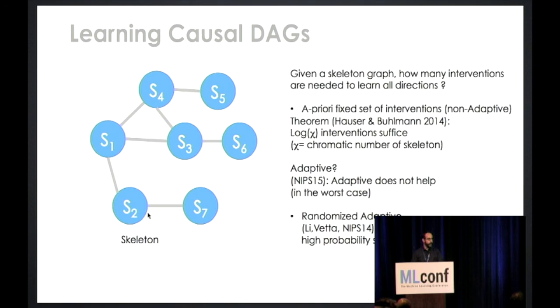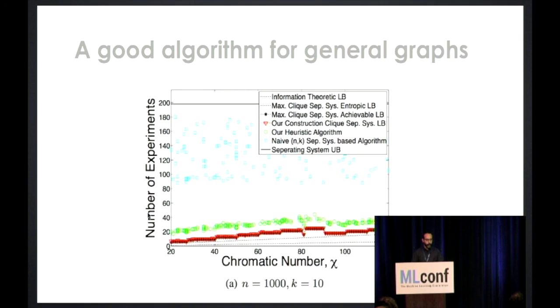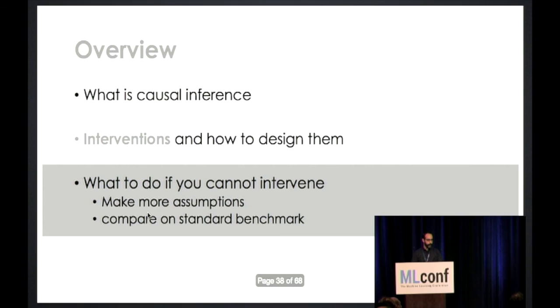There was an open problem: if you can be adaptive, choosing your next experiment or intervention based on the previous ones, can you do better? In NIPS 2015, we showed that adaptivity does not help in the worst case. And then there have been some other works that say that if you randomize, you can do better, actually. You can actually get log n only for the complete graph case. So we have an algorithm that for a general graph right now will produce what we think is the state of the art in the number of interventions needed to learn all the causal directions. This is an active area of research, so I will talk about it more later, but there are some packages that you can use.